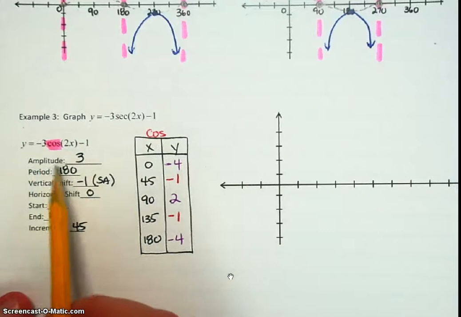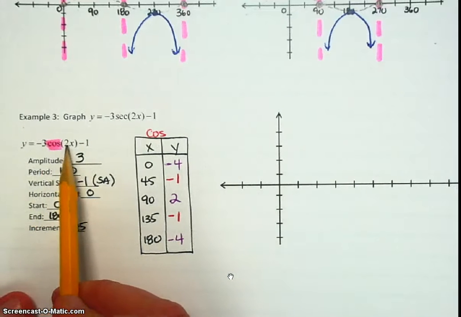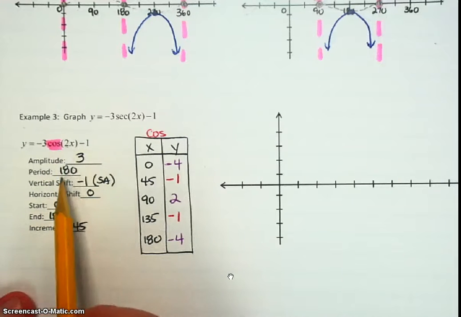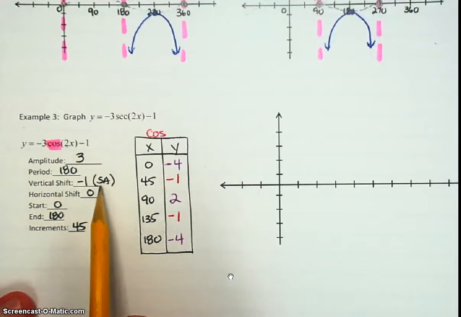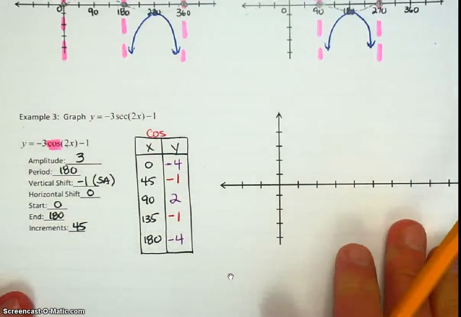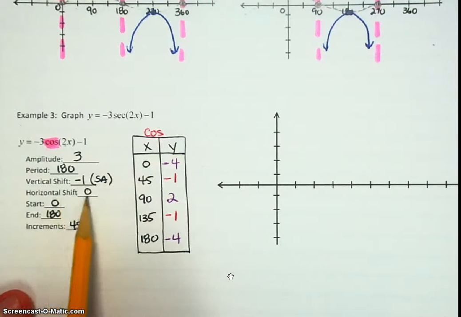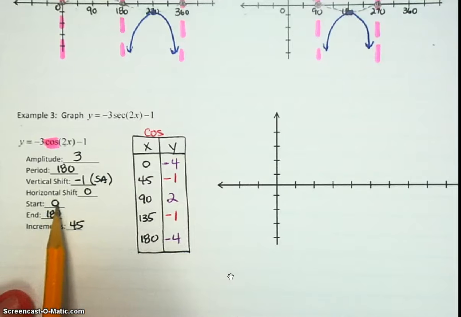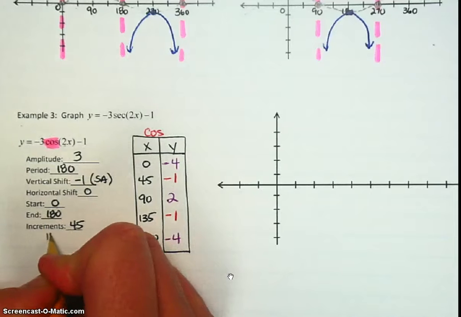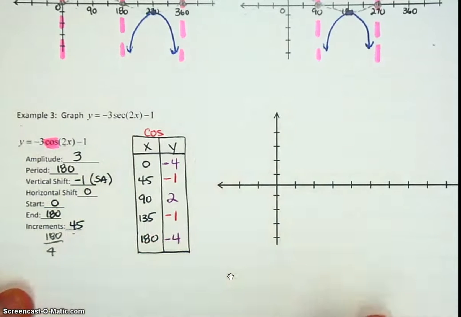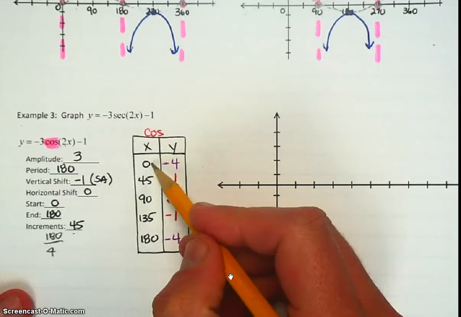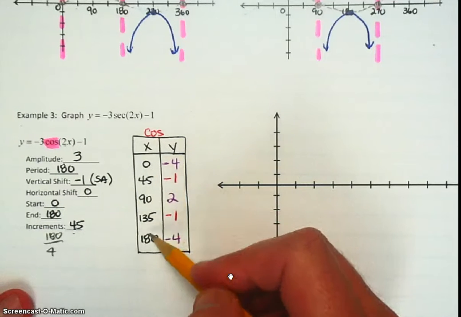So, amplitude is 3, period is 360 divided by b, and b is 2 here, so that's 180. My vertical shift is -1, which is also my sinusoidal axis, which is going to be important here in just a minute. The horizontal shift is 0, which means my start is 0. My end, take my start plus my period to get the end of 180. And then for the increments, we take our period, which is 180, and we divide it by 4, and we end up with 45. And so my T-chart looks like this: 0, 45, 90, 135, 180.